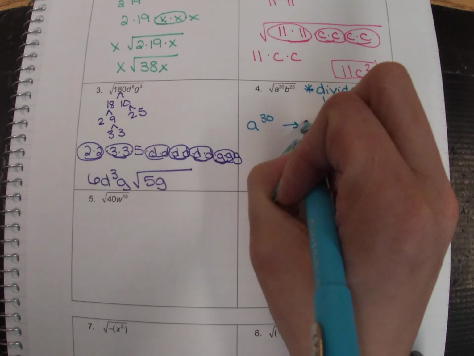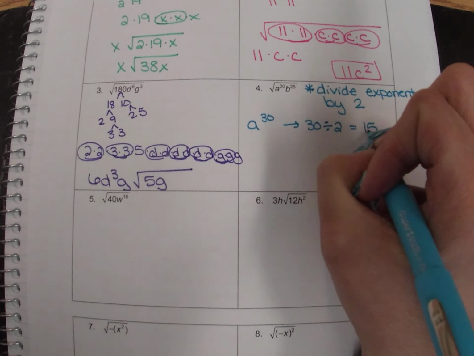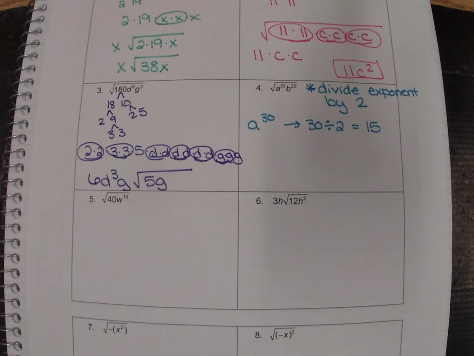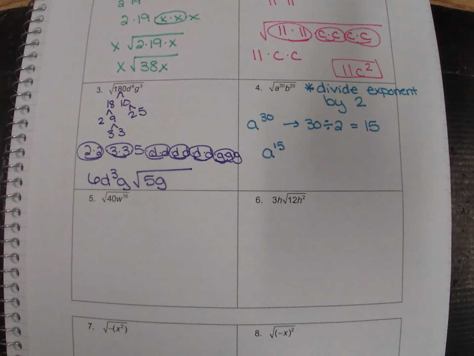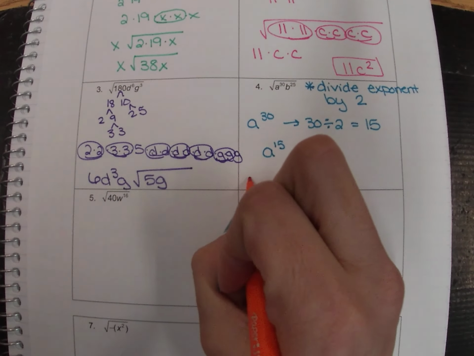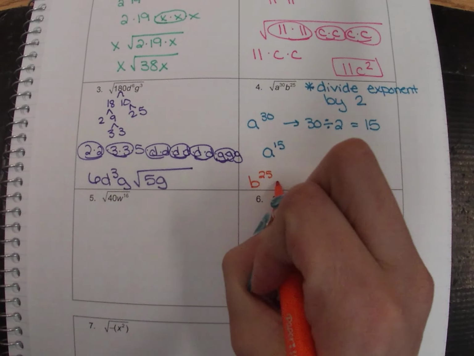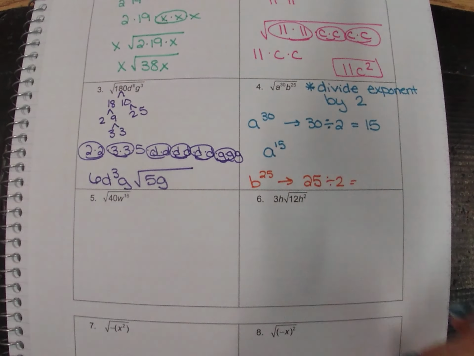If I take that 30 and I divide it by 2, that tells me that there will be 15 pairs. Exactly 15 pairs. So 15 A's that need to get pulled out in front of that square root symbol. So I'm going to have A to the 15th sitting out in front of that square root symbol. Okay, if I do the same thing with my B's to the 25th, so if I do B to the 25th and I divide that by 2, now this is where things get a little bit tricky.